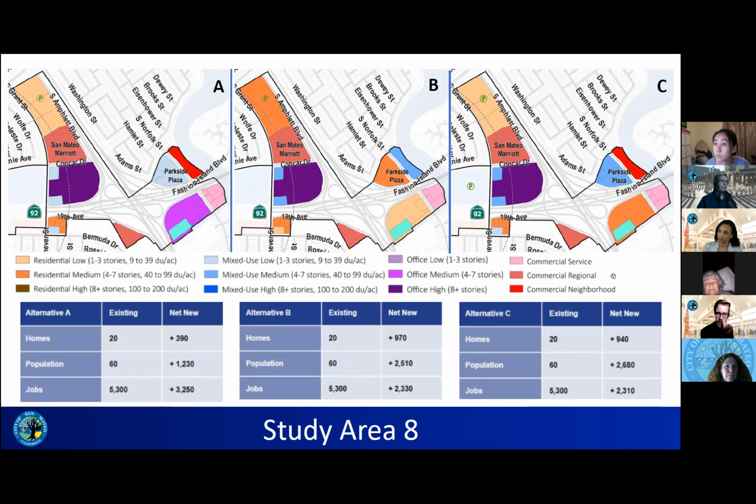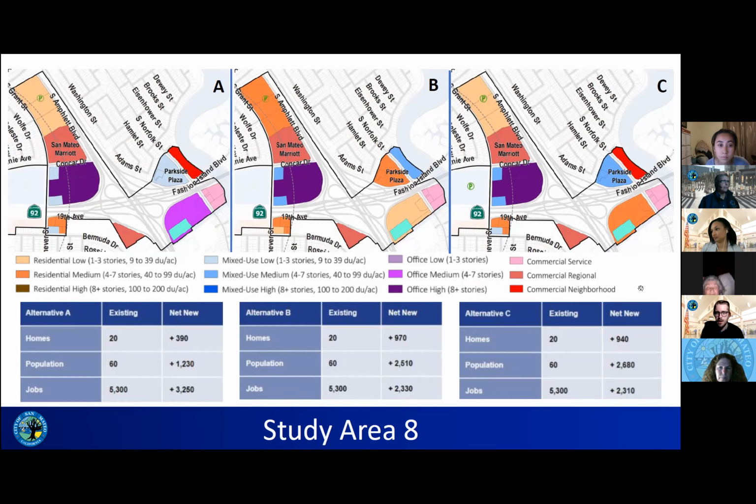And then the other major difference would be in that large parcel that's just south of 92. So in study area A, it's an office medium designation, so 4 to 7 stories. In alternative B, it's residential low, so 1 to 3 stories for that parcel. And then it's a residential medium designation, 4 to 7 stories, in alternative C. So those are the primary differences from A to C here.